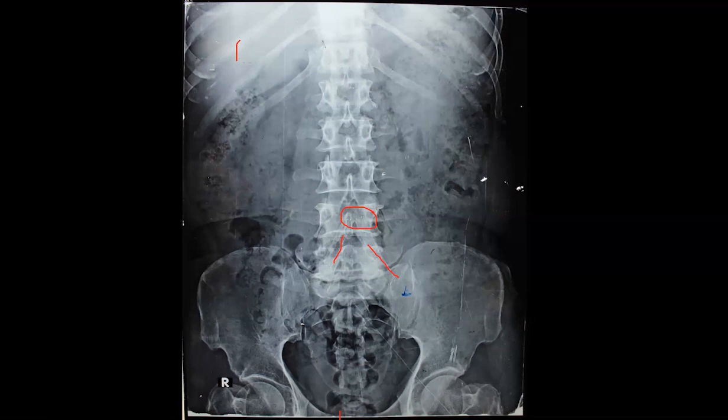Can you see the psoas shadows? Point to the psoas shadows. Yes, okay. This on both sides. These are the psoas shadows. You have to point to the lateral boundary of the psoas, otherwise there won't be a shadow. So where's the lateral boundary of the psoas? Okay, this on the left side and this on the right.